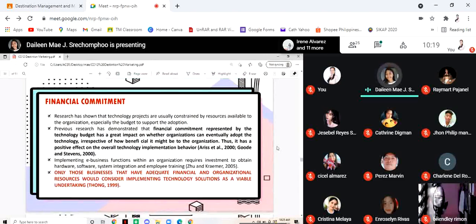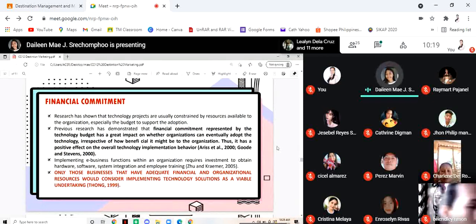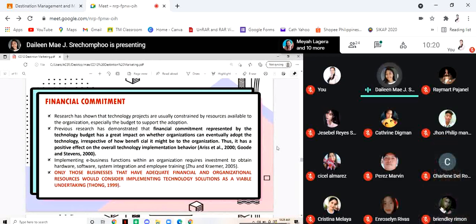First is financial commitment. Financial commitment represented by the technology budget has a great impact on whether organization can eventually adapt the technology irrespective of how beneficial it might be to the organization. Thus, it has a positive effect on overall technology implementation behavior. Only those businesses that have adequate financial and organizational resources would consider implementing technology solutions as a viable undertaking.